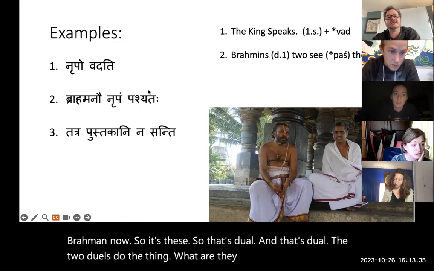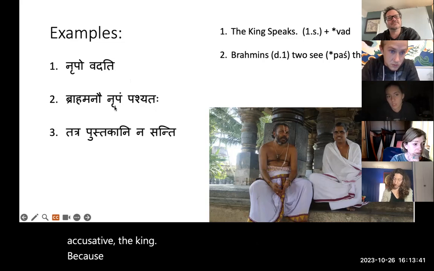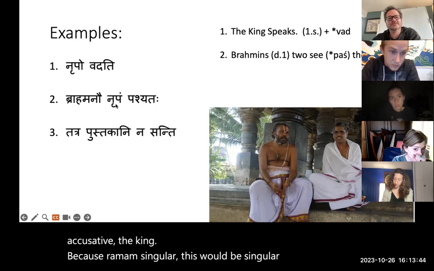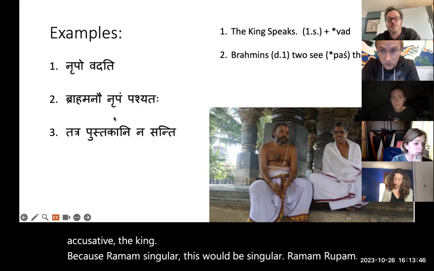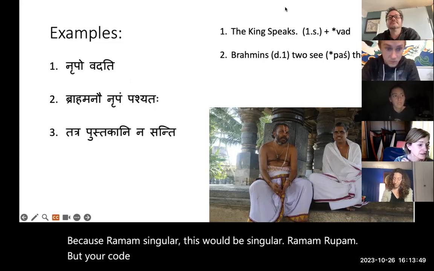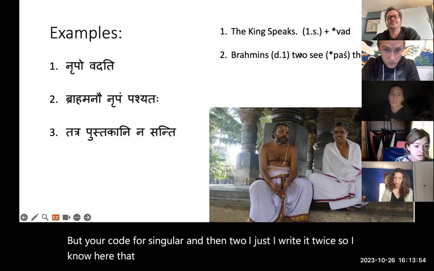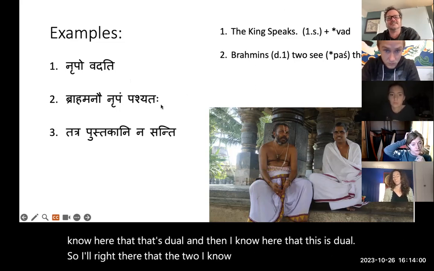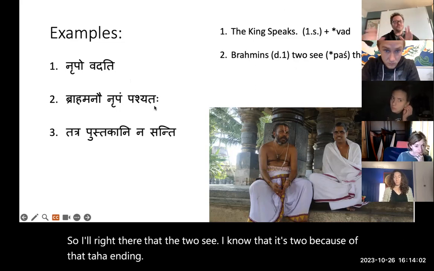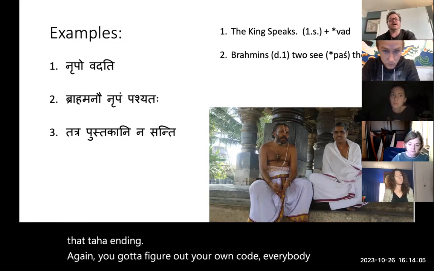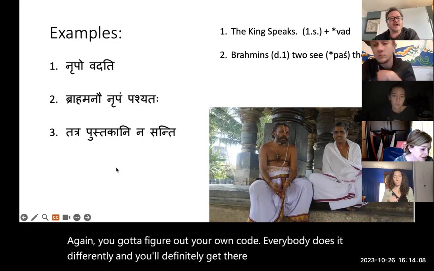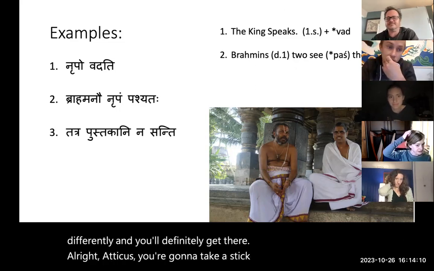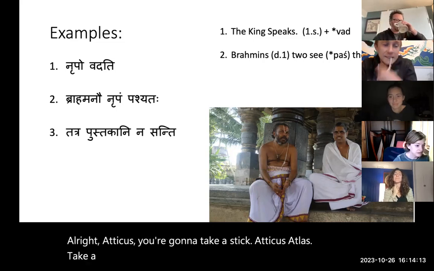What do they see? They see the accusative, the king. Because Ramam, singular, this would be singular Ramam, Nripam. And your code for singular and then two. Yeah, I write it twice. So I know here that that's dual, and I know here that this is dual. So I'll write there that the two see. I know that it's two because of that taha ending. Again, you've got to figure out your own code. Everybody does it differently, and you'll definitely get there. All right, Atlas, take a stab at this one.